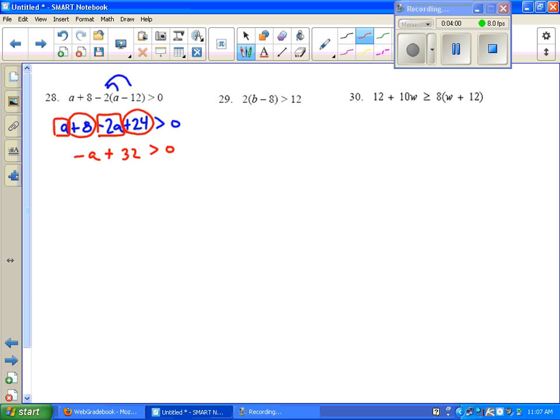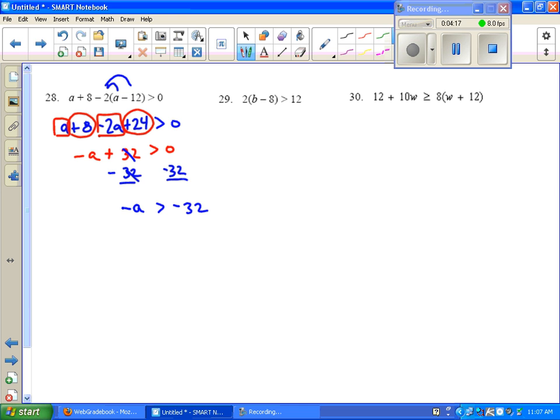We still want to find out what a is. So if you bring positive 32 over, in order to undo it, you subtract it. If you subtract it on the left, do likewise on the right, and that'll cancel and leave you with just -a on the left. Is greater than, since all we did was subtract, -32.